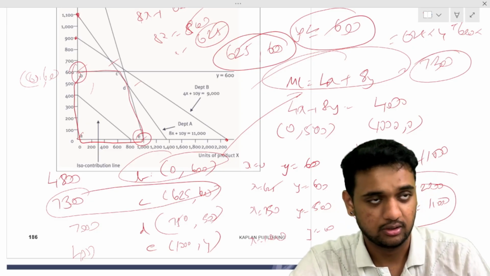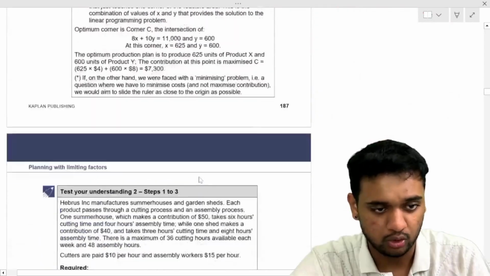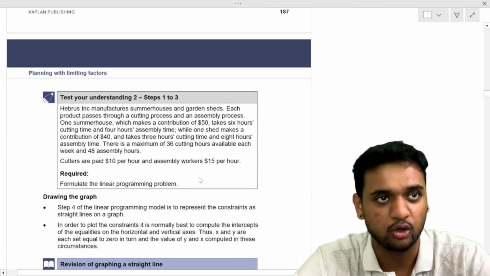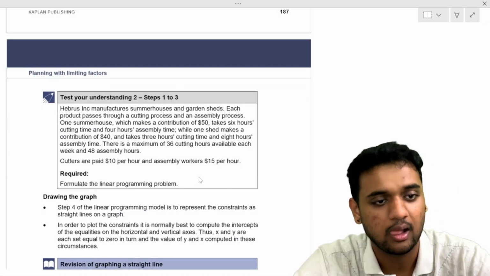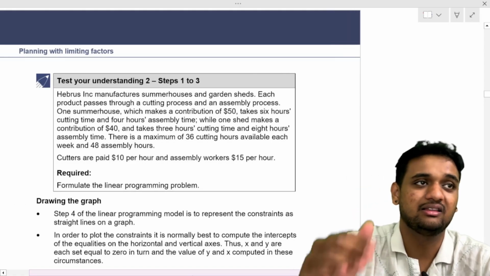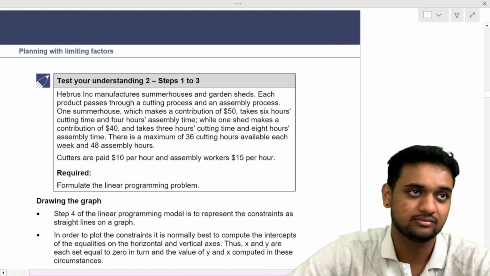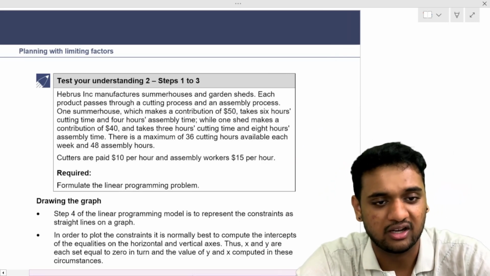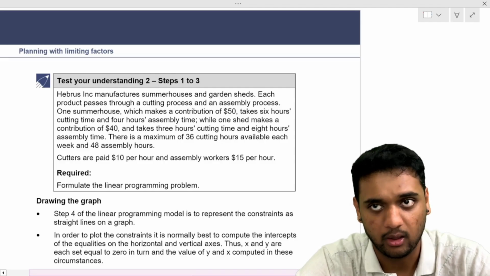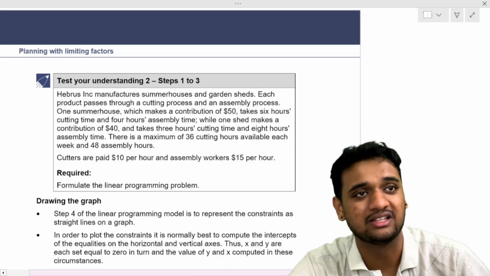Understood this question thoroughly. Now come down to test your understanding question number 2. Don't look at anything other than what I tell you in the book, because they are confused a lot. The entire question is given in 4 parts. I will go through the question once, then we will first try to arrive at the equations.